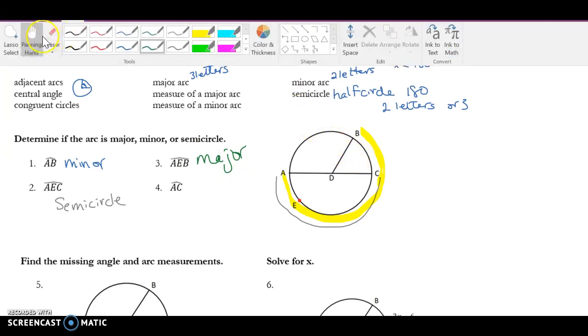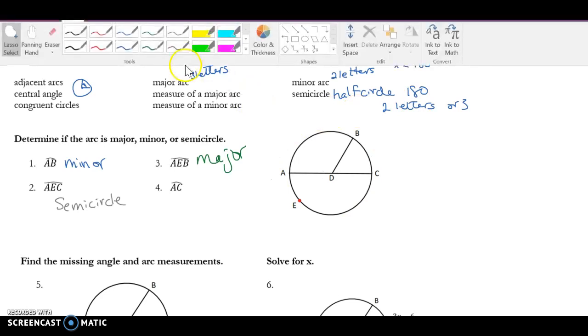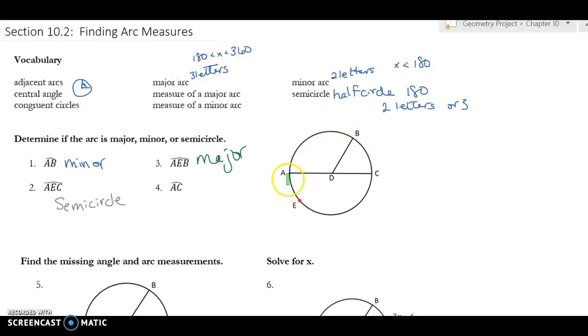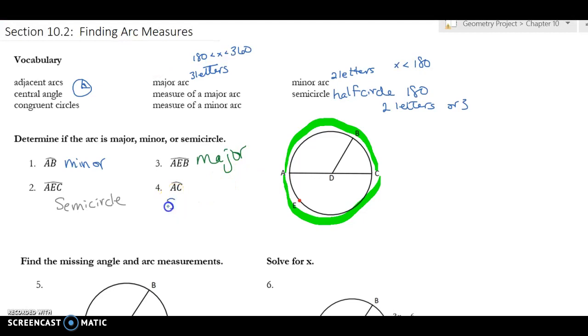Okay, I'm going to erase those. It's hard to get these sometimes with the lasso. Okay, and now the last one, A to C. Let's try that one. From A to C. Now if you notice, I can go A to C this way, or I can go A to C this way. They're actually the same thing because it's the same distance, and so both of them are a semicircle.